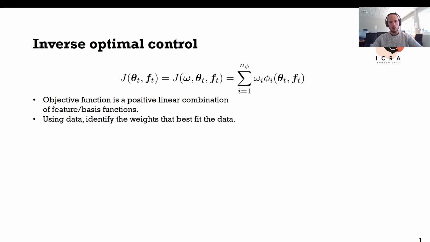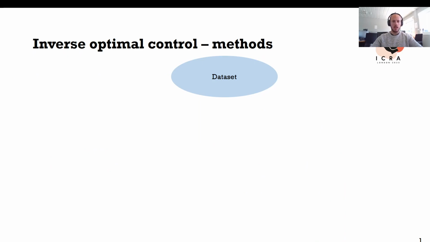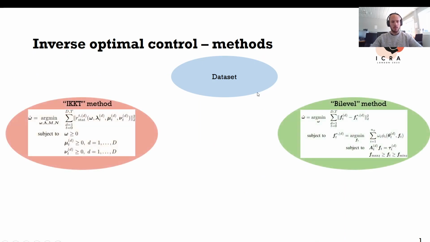The task of inverse optimal control becomes then to identify the weights that make our optimization model best fit the data. The types of features that we use are norms of muscle forces, of muscle activations, and of muscle stresses. Also other functions like muscle powers. Once the data set is ready, we can opt for one of two common methods used in the literature to find the weights of our optimization problem. They are occasionally referred to as the inverse KKT method and as the bilevel method.